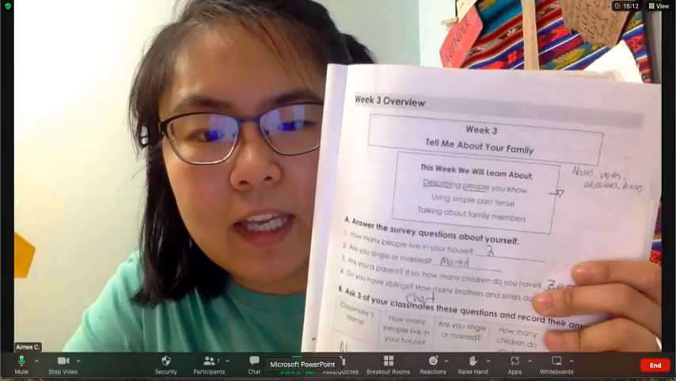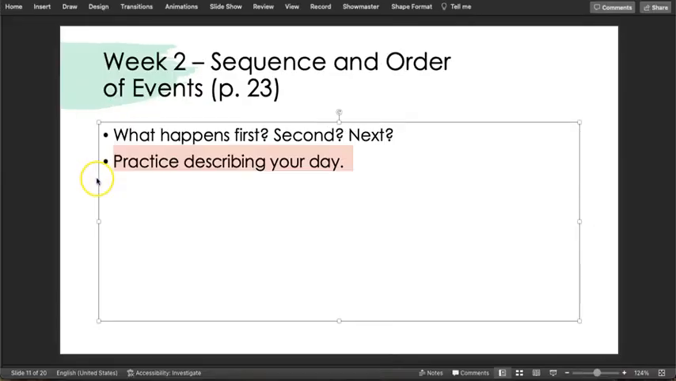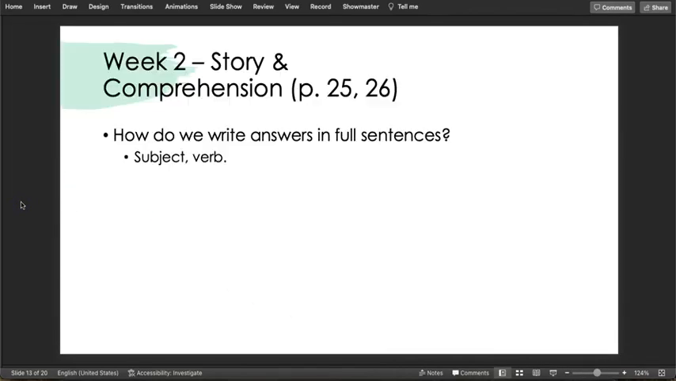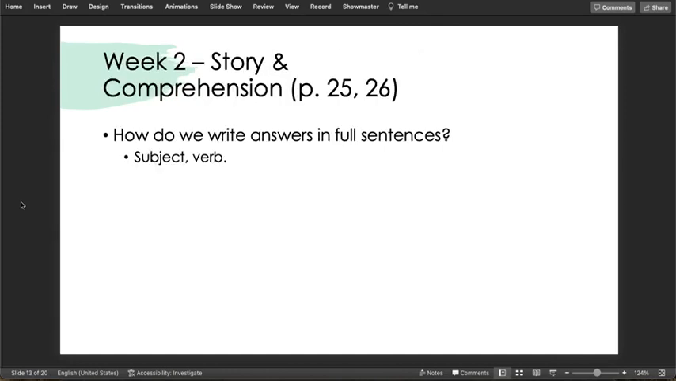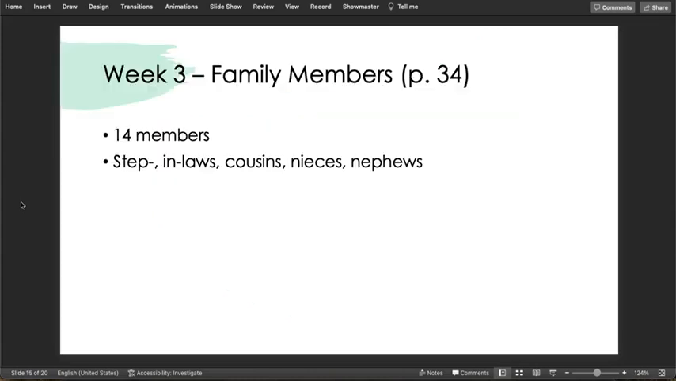All right, and then moving on to week 3. Again, I know I'm moving fast. This is the point of review. So, week 3, we were talking about family and personality. So, let's fast forward through here. Okay. Again, advantages, disadvantages, story comprehension. Week 3, family and personality.